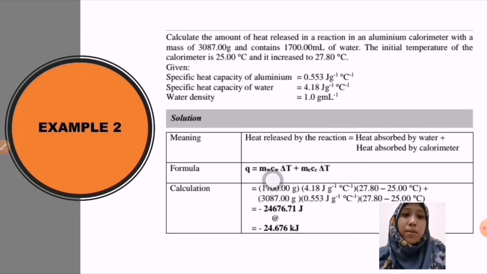Okay, so from here you have to use mc delta T for water and also mc delta T for the calorimeter. So kita boleh masukkanlah terus mass water, okay, specific heat capacity of water and the delta T, and then kena masukkan juga mass of that calorimeter, the specific heat capacity of aluminium and the delta T. So finally kita akan dapatlah yang ini. Yang ni dia tak suruh cari enthalpy, dia cuma suruh cari heat release sahaja.